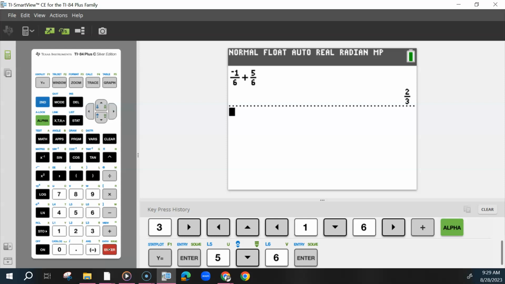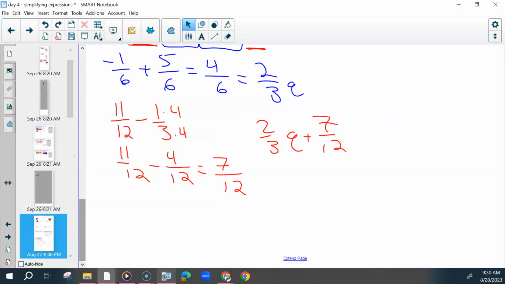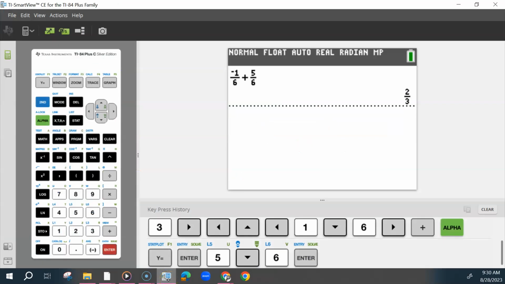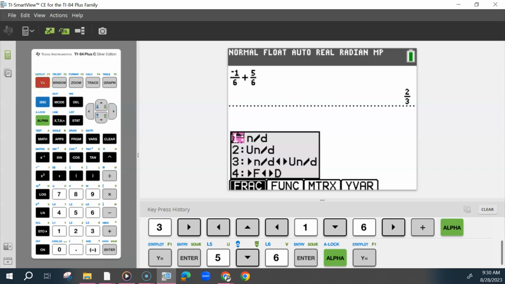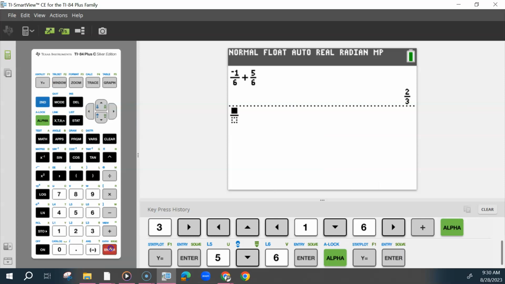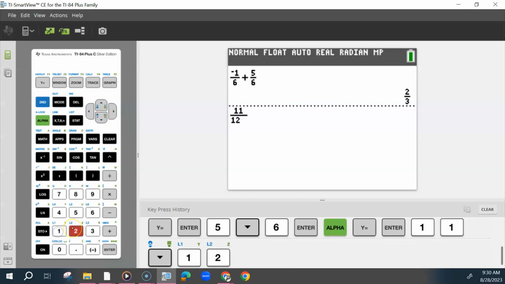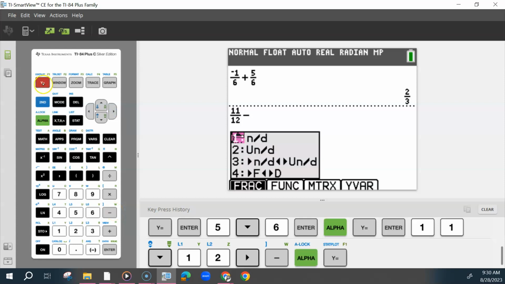Questions on how to put those in the calculator? You need to do it again, so I'll do it for the other one. 11/12 minus 1/3. Okay, so alpha y equals, alpha green, y equals at the top, 1 or enter. And then 11, scroll down, put in 12. Scroll to the right, and hit minus, not negative, because we're actually subtracting. And then do it again, alpha y equals, and put in 1/3.